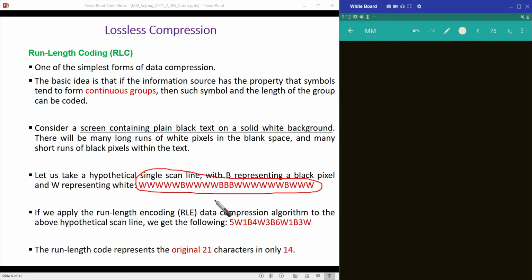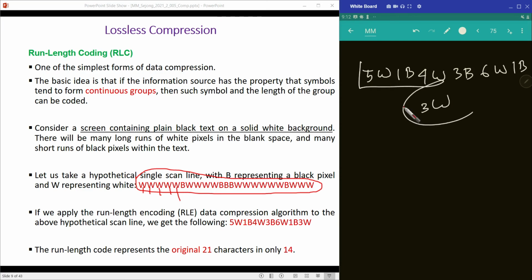How? First of all, it's a very straightforward technique we can apply. Can you see how many consecutive whites we have? That is 1 2 3 4 5. So what we can write is 5 white, and what is next? Next is 1 black, and next is 4 white, next is 3 black, next is 6 white, next is 1 black, and next is 3 white. This is basically your encoded information, or compressed information.